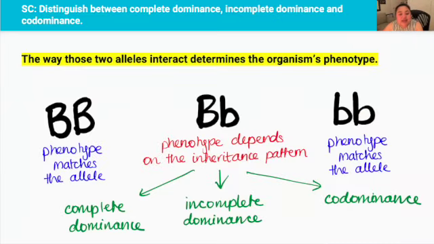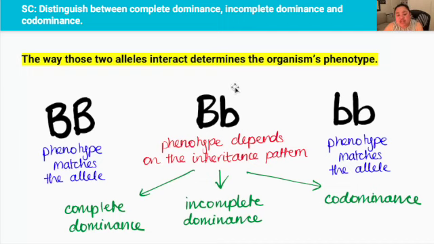So just to be clear, a homozygous genotype will always produce a phenotype that matches the allele, regardless of the inheritance pattern of the gene in question. So if the big B allele is a black coat color variant, then the homozygous genotype of big B will produce a black coat color phenotype. And same goes with the little b allele. If the little b allele is a chocolate coat color variant, then the homozygous genotype of little b will produce a chocolate coat-colored phenotype.